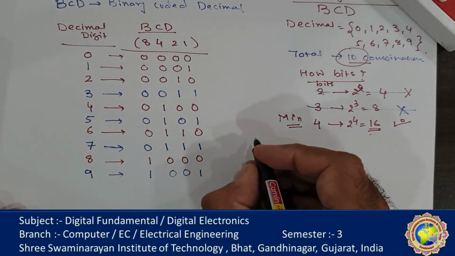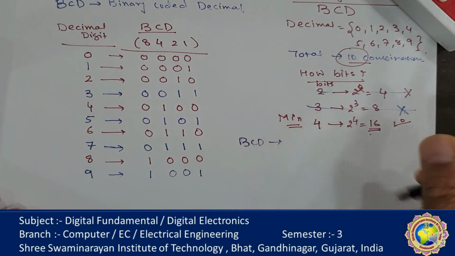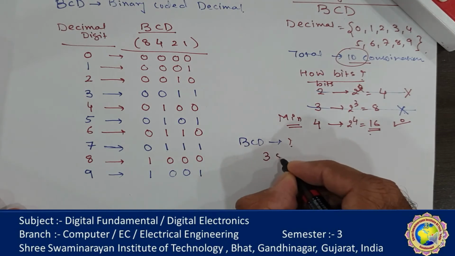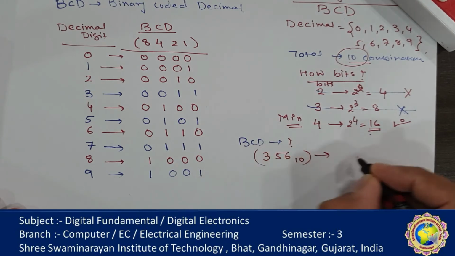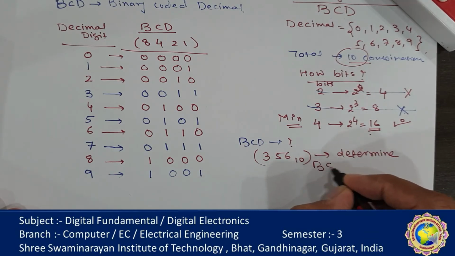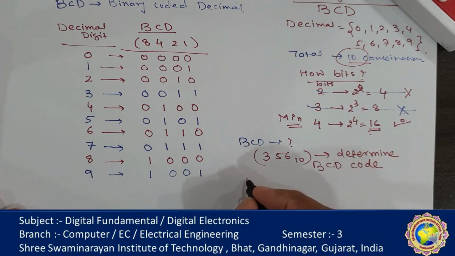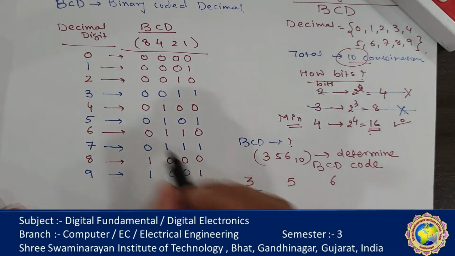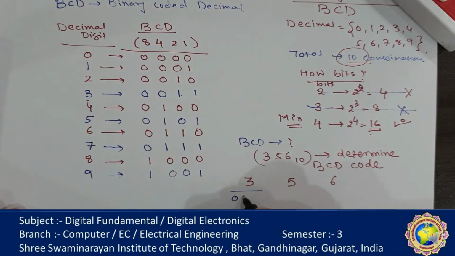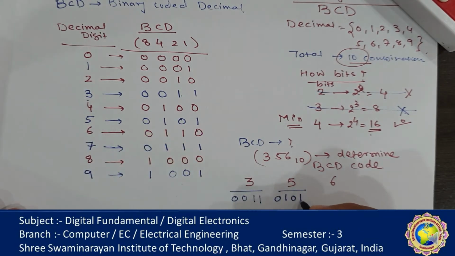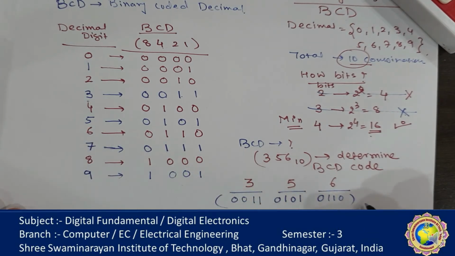If I have to write down BCD, suppose the question is to find out the BCD code of decimal 356. So write down first 3, 5, 6. What is the equivalent of 3? 0, 0, 1, 1. What is 5? 0, 1, 0, 1. What is 6? 0, 1, 1, 0. So this is equivalent to BCD.